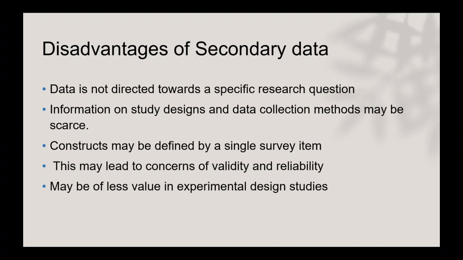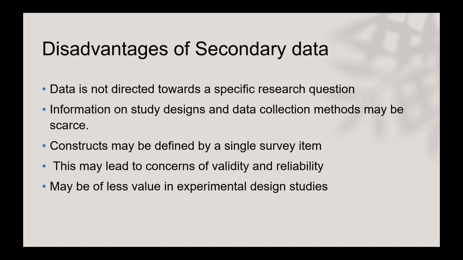So what are some of the disadvantages of secondary data? The data is not directed towards a specific research question. So let's say you have a specific research question in mind which is related to infant mortality and sudden infant death syndrome. Let's just take that as an example. However, the data which was collected was not collected to answer your specific research question.